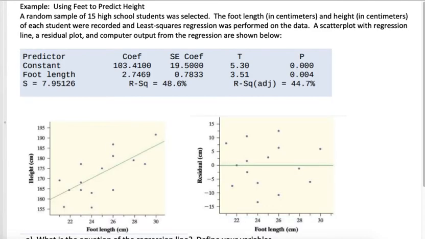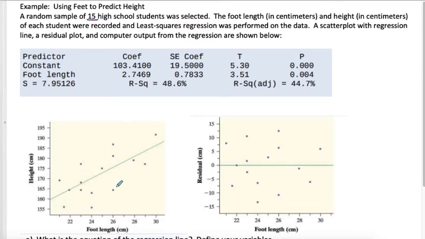So here's our example. A random sample of 15 high school students were selected. The foot length in centimeters and the height in centimeters of each student were recorded, and least squares regression was performed on the data. A scatter plot with regression line, a residual plot, and the computer output from the regression are shown below. They've given us a lot of information here. However, they did not give us the 15 measurements.